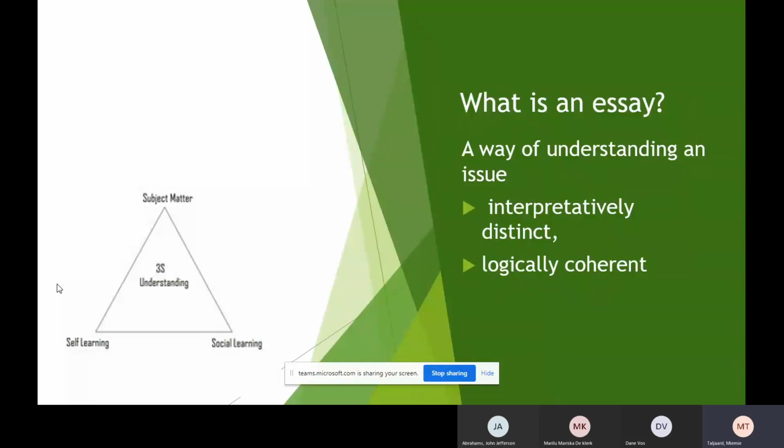Coherent means that you are focused. You start your argument, and we are to discuss what exactly an argument is. But you start your argument, and then you take your reader, in your case the examiner, from point A to B to C. And if you decide to do A, D, M, they must still understand how you get from A to your next point, to your next point, to your conclusion. That is coherent.